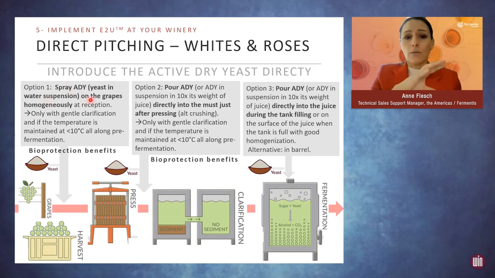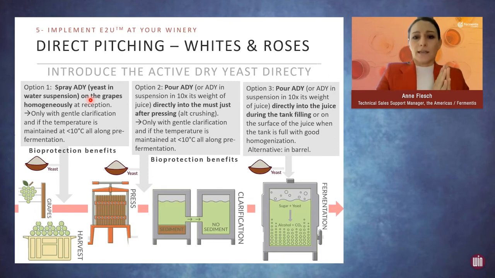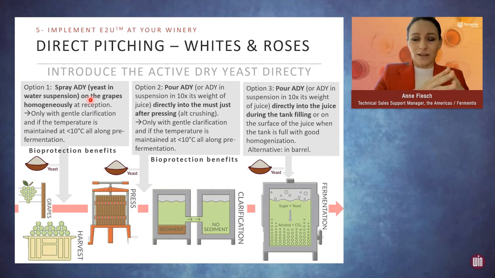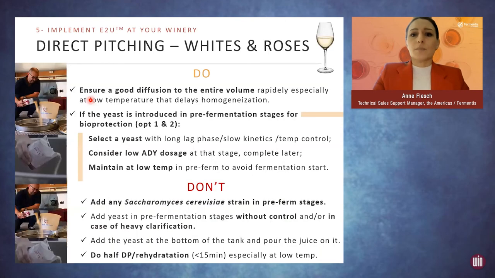I would recommend option one and option two only, first of all, if you have a good temperature control. Again, you don't want fermentation to start. And if you are doing a gentle clarification. Something, of course, to consider is that if you have start of fermentation, it's definitely going to affect settling and clarification. So these have to be done in a very, very careful way. Some dos and don'ts.